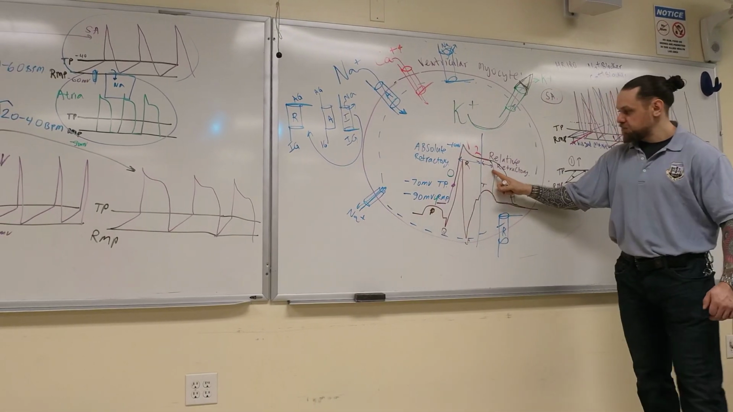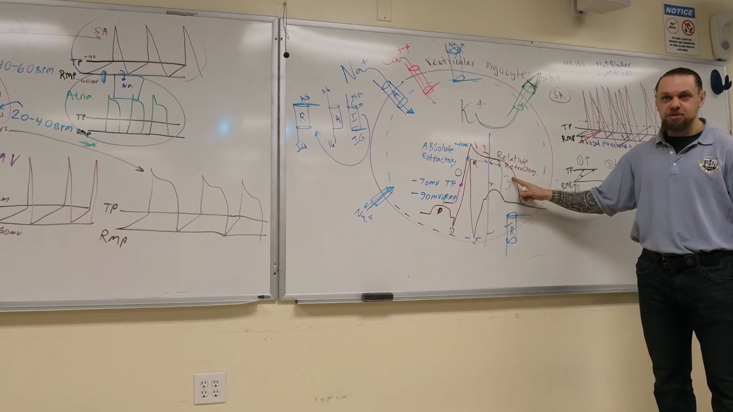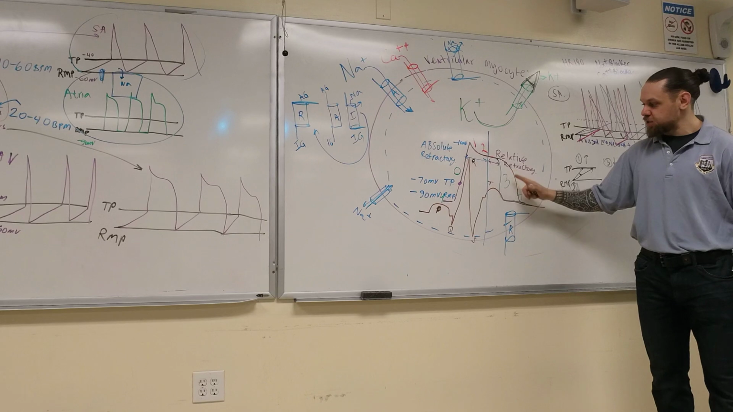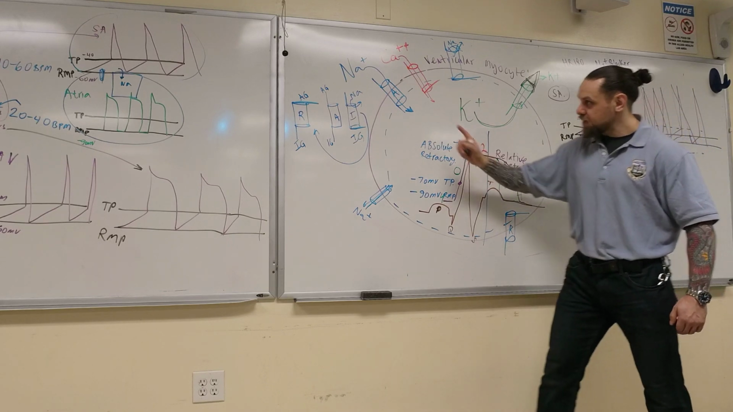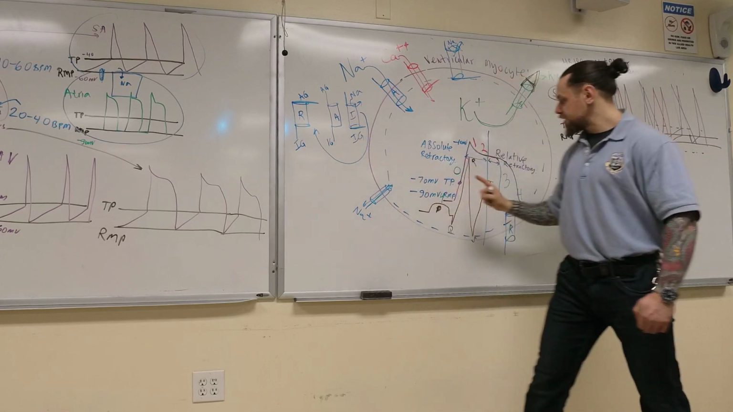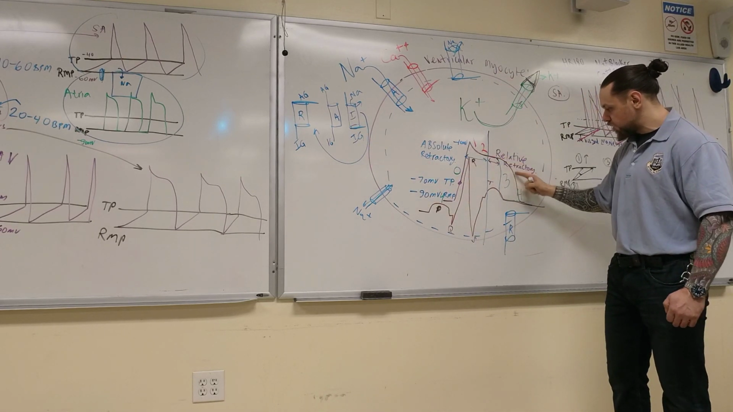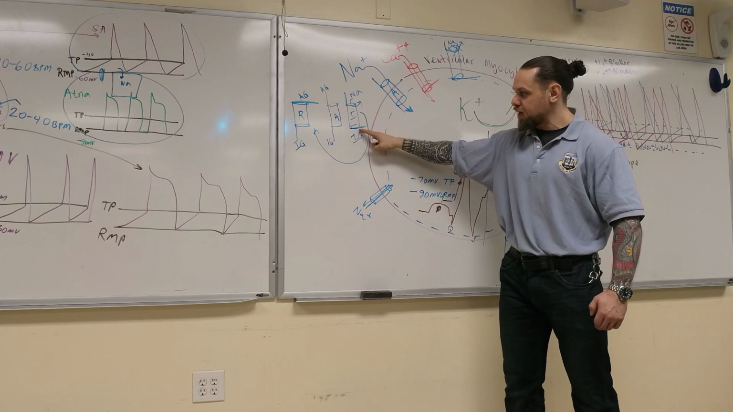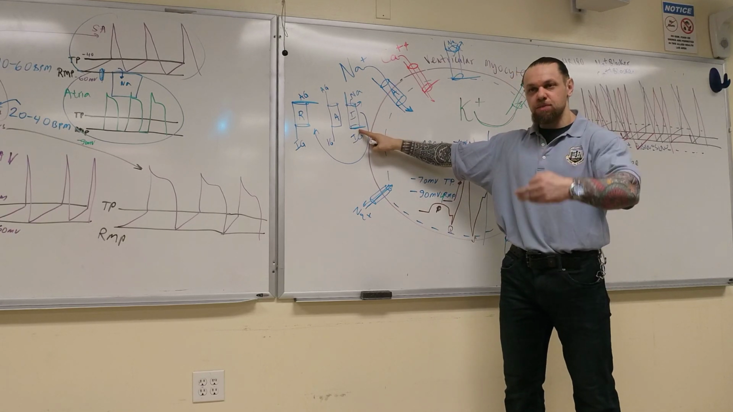So instead of being here, it's now like this. It takes longer for the cell to repolarize. And by doing this, it also keeps the sodium channels in the inactive phase. By making this phase longer, it keeps the sodium channels inactive, so the next impulse cannot trigger.